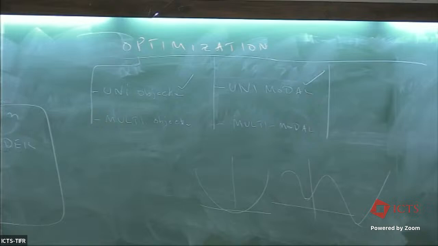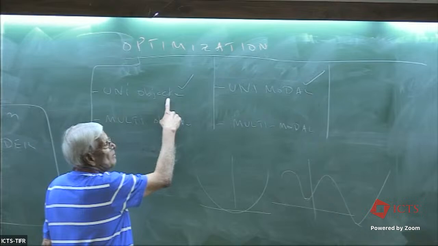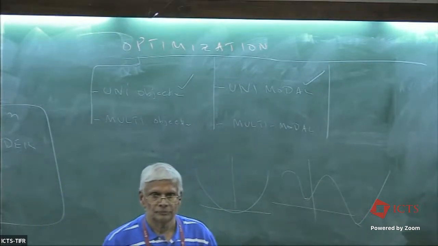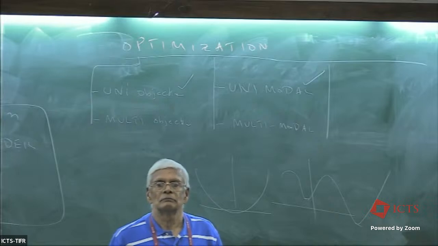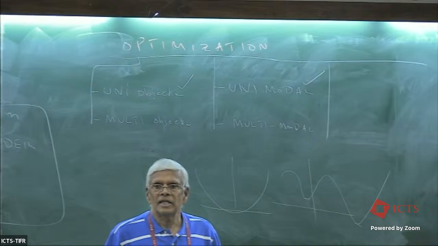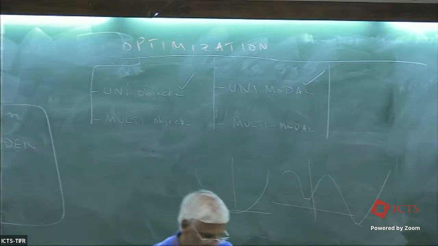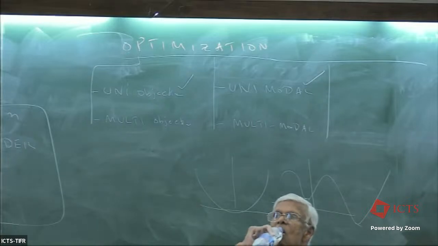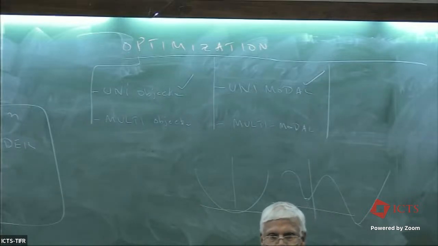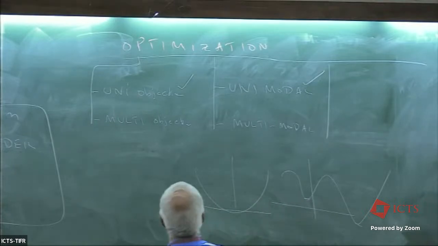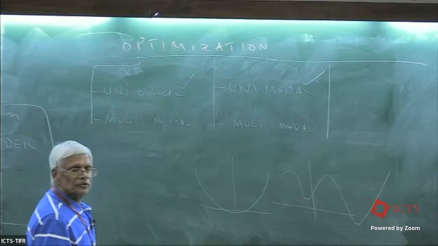So we talked about the over-determined problem. Formulate as a uni-objective problem, formulate as a unimodal problem, and solve that. All of you with me? Good. Any questions? If there are no questions, I'm going to switch over to underdetermined system.